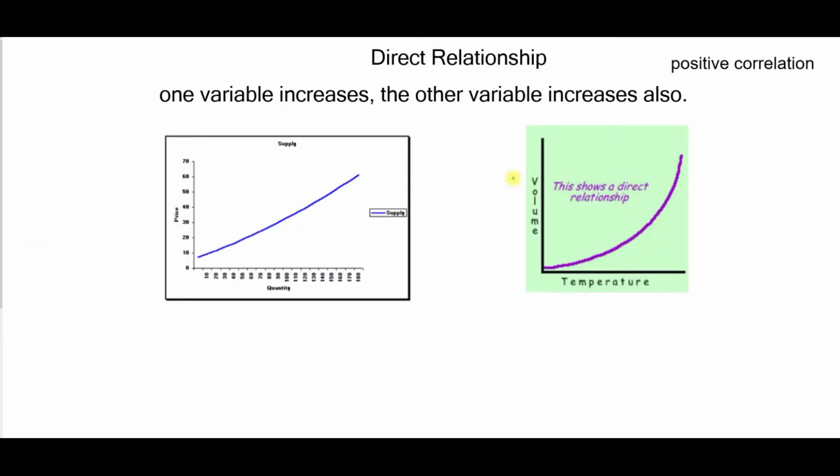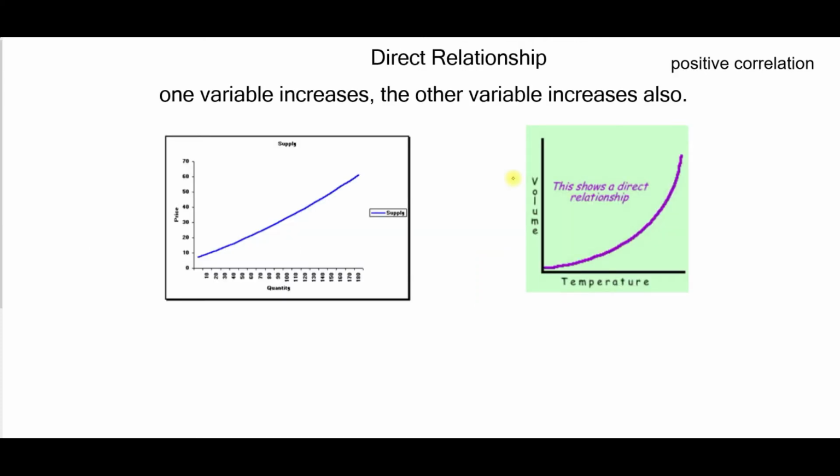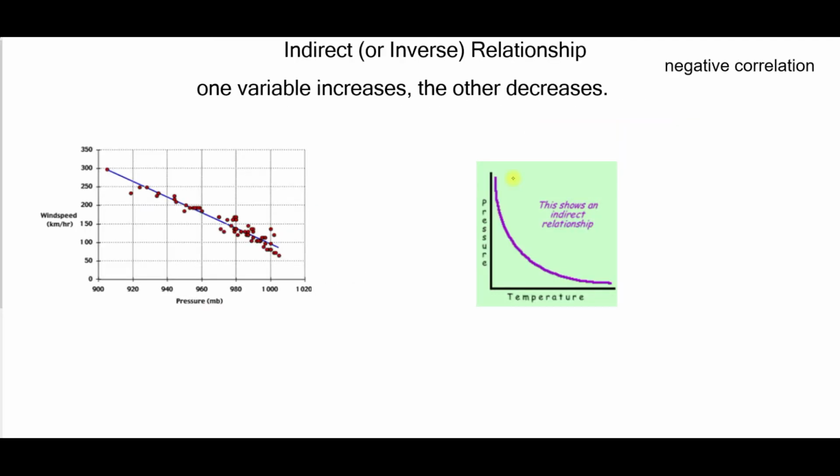Sometimes you'll have a direct relationship, sometimes called positive correlation. We increase one variable, and the other variable increases as well. The negative correlation, the indirect, is sometimes called an inverse relationship. When one variable increases, the other decreases. With the direct relationship, we have a positive slope. With the indirect relationship, we have a negative slope.